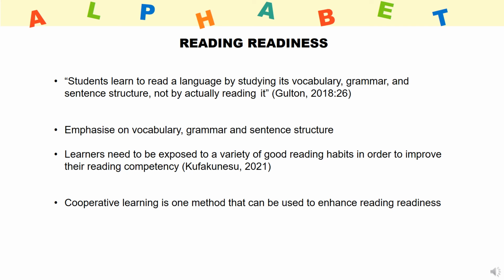Kufakunesu is of the view that learners need to be exposed to a variety of good reading habits in order to improve their reading competency. Consider also the importance of cooperative learning. Learners can work in small groups or in pairs as suggested in some of the activities in the study guide in Unit 2. Cooperative learning allows learners to solve problems during the learning process. Learners are given equal opportunity to solve problems, equal responsibility, and they rely on each other's perspectives to make sense of the learning process. These are just some of the ideas one can consider in order to ensure reading readiness in the classroom.